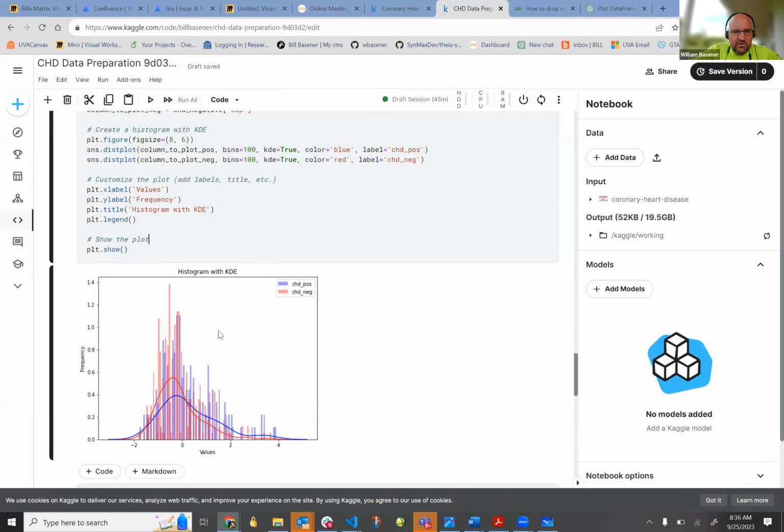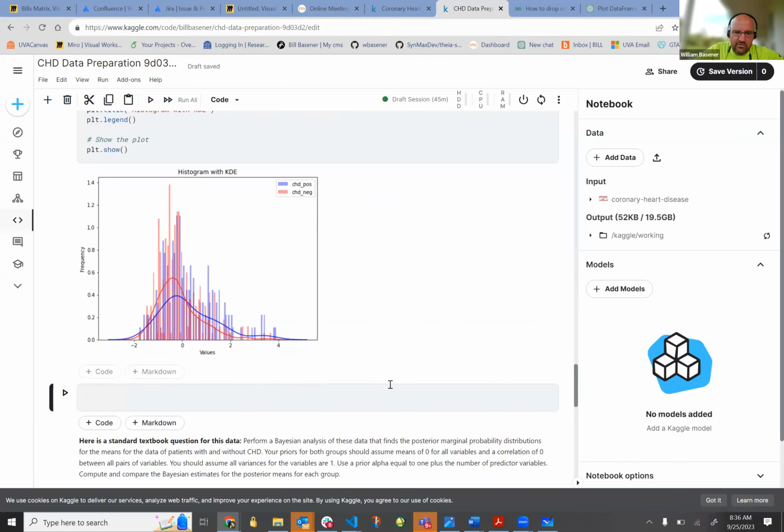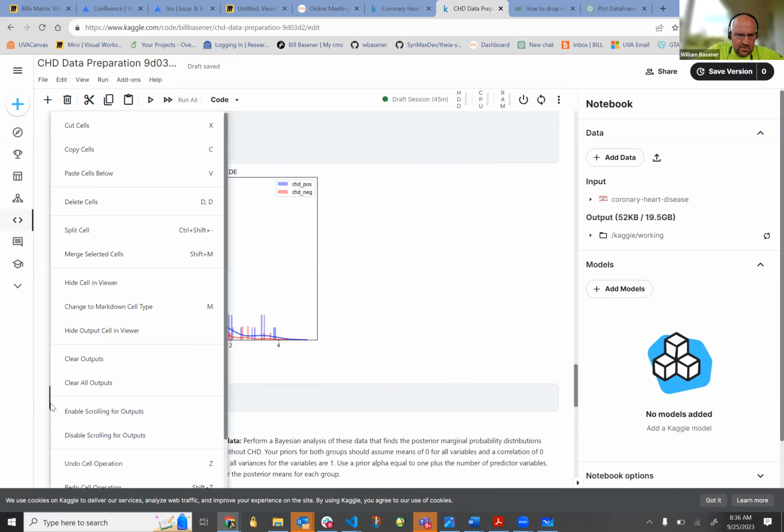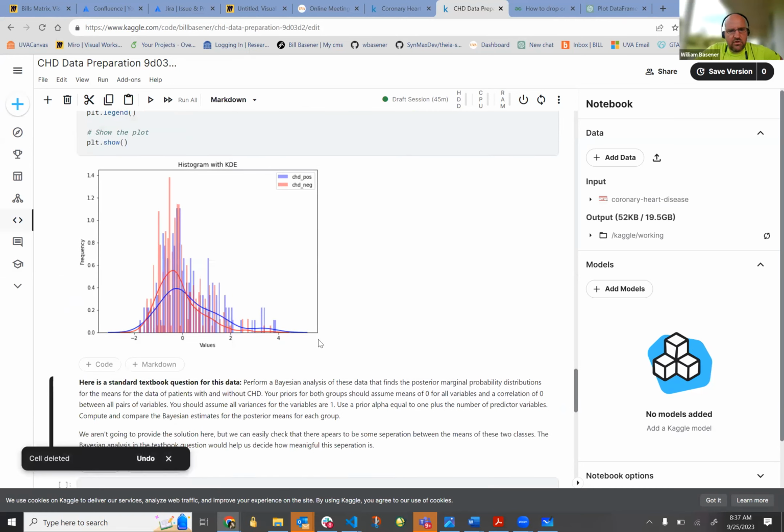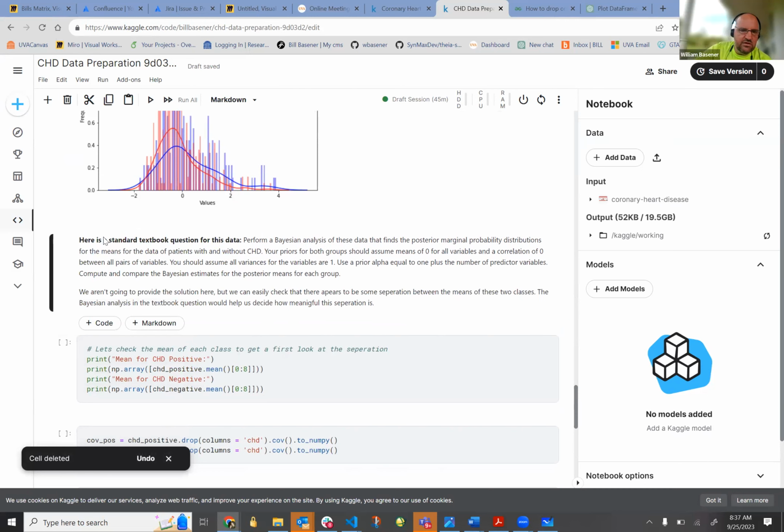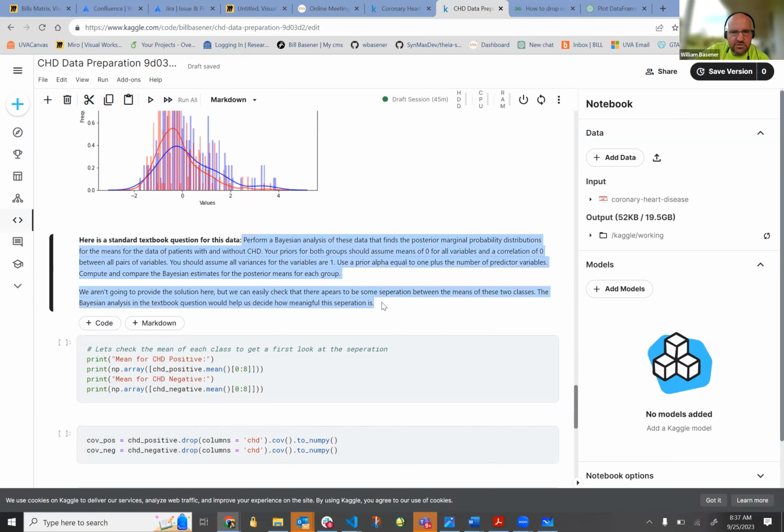So what we want to do is analysis rigorously, getting probabilities. That's similar to what this sort of just looking at the values analysis is here. Okay, so here's a standard textbook question for the data, which I'm looking at in the notebook, and I copied and pasted the question from our class question. Perform a Bayesian analysis of this data that finds the posterior marginal probability distributions for the means of the data of patients with and without coronary heart disease.